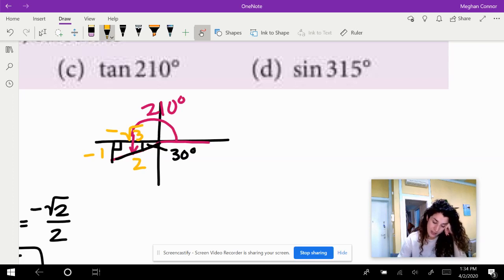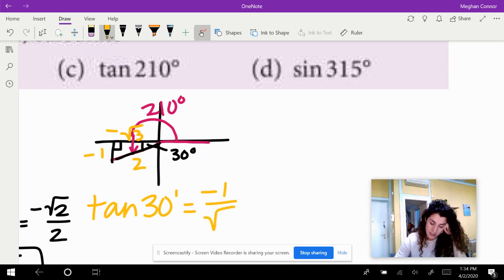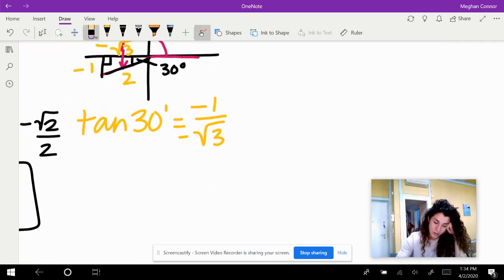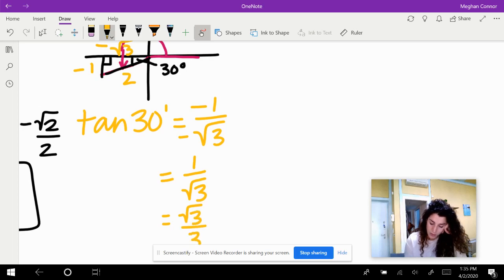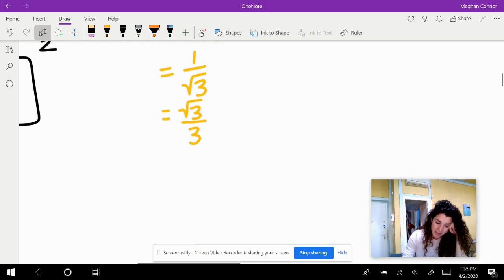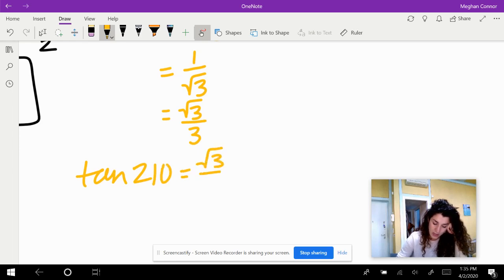So tangent of this 30, not tangent of the real 30, so we'll call it tangent of 30 prime, is going to be opposite over adjacent. So it's both negatives, they're going to cancel out. So 1 over the square root of 3. I would multiply top and bottom by the square root of 3 and get root 3 over 3. So that means that tangent of 210 is the square root of 3 over 3.